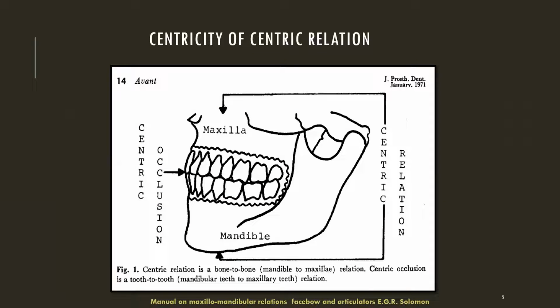Coming to centric occlusion and centric relation, centric occlusion is a tooth-to-tooth position while centric relation is a bone-to-bone relationship. Both these may or may not be identical to one another. In dentulous cases, centric relation is not and need not be coincidental with centric occlusion, while in edentulous cases, centric occlusion and centric relation are made to coincide.